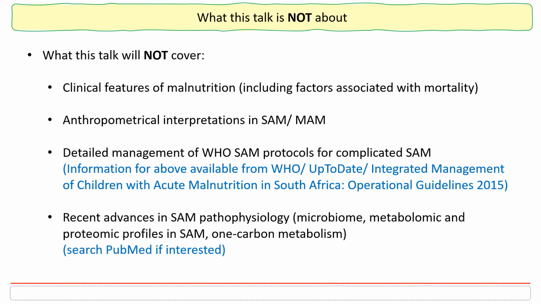Now, I can't talk about everything, so I'm not going to cover the clinical features of malnutrition or talk about the various anthropometric interpretations in SAM and in MAM. I would urge you to read the WHO guidelines as well as the integrated management South African guidelines, which were published in 2015. And even though this is very interesting, there just isn't time to talk about the recent advances in the pathophysiology of severe acute malnutrition. And so the recent research that's been done with regard to the role of the microbiome in malnutrition, as well as metabolomic and proteomic analysis in SAM, the role of 1-carbon metabolism, I would just urge you to look those up if you're interested in those topics.